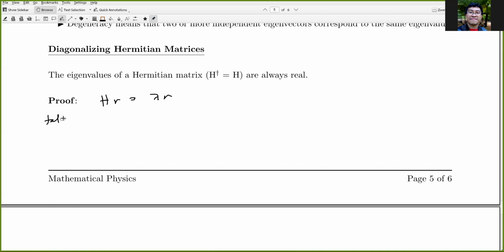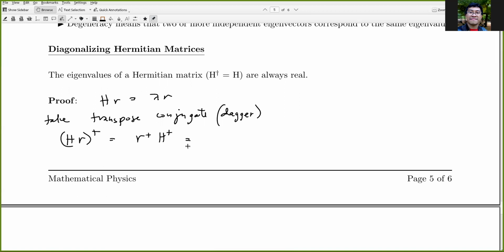We take the transpose conjugate, or that would be the dagger. So (HR) dagger is equal to R dagger H dagger, but H dagger is equal to H. So it's R dagger H. For the right hand side, lambda R, you have transpose conjugate. Lambda is a constant, so that's lambda conjugate times R dagger.